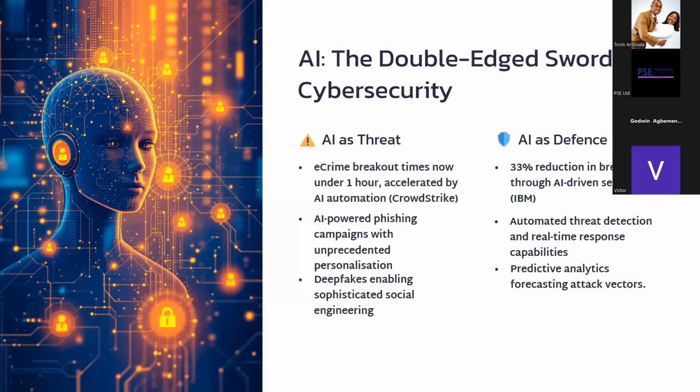Crime breakout times are now under 1 hour. So AI automation. There is a solution that helps us to accelerate and make sure that these e-crimes, electronic crimes, any form of fraud and all those things associated with this AI evolution. So there is a tool that is going to help us identify and detect this particular AI within our system. And also AI-powered phishing campaigns and unprecedented personalization.